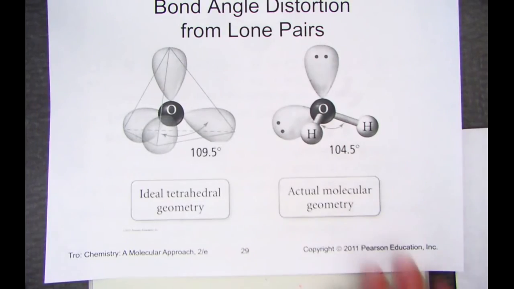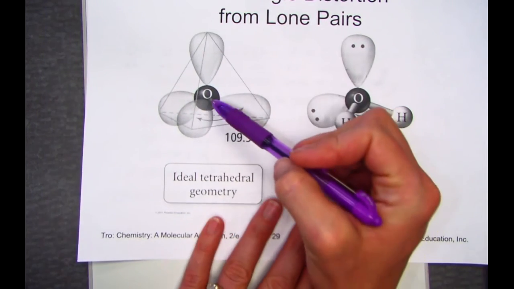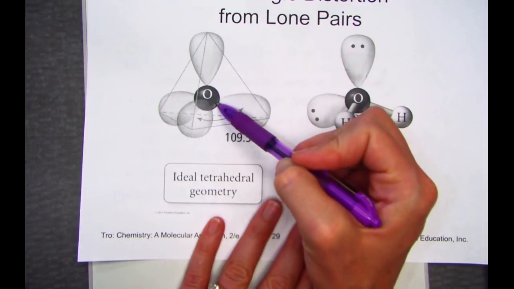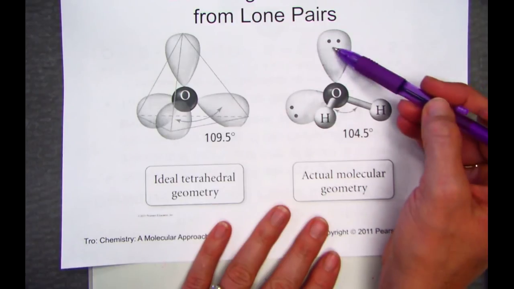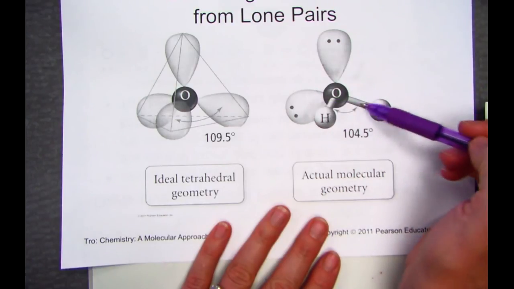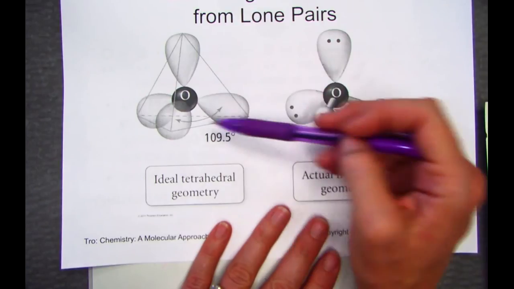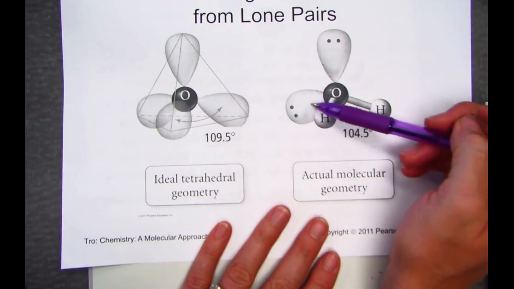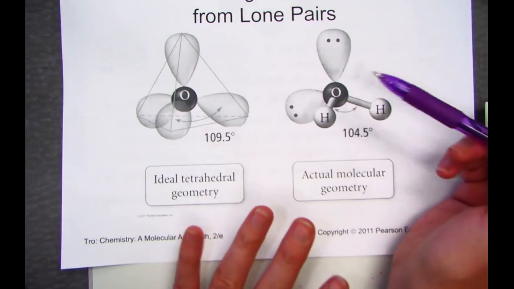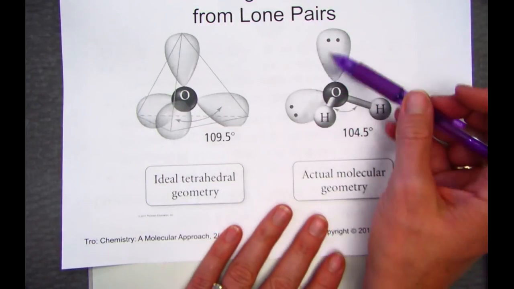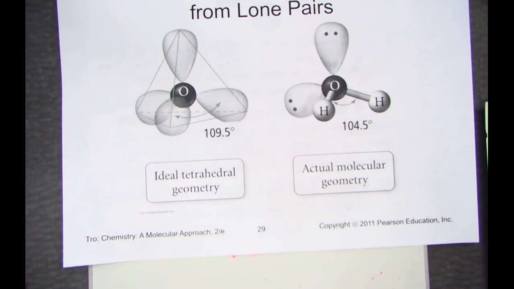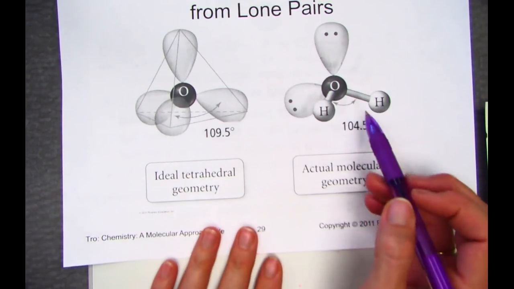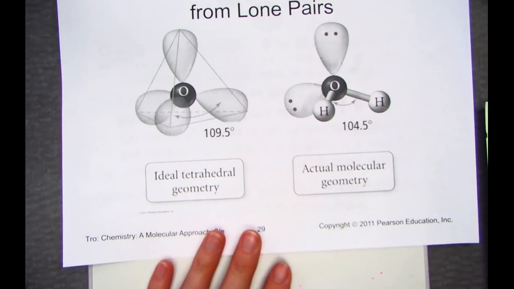Take a look at water. In water, the central atom is oxygen, and what we end up with is two unbonded pairs of electrons and two that are bonded. A perfect tetrahedron has 109.5, but now the two lone pairs squish those hydrogens even closer together. The electron clouds simply take more room, and therefore they spread out and push together the hydrogens. So 104.5 is the expected bond angle here.